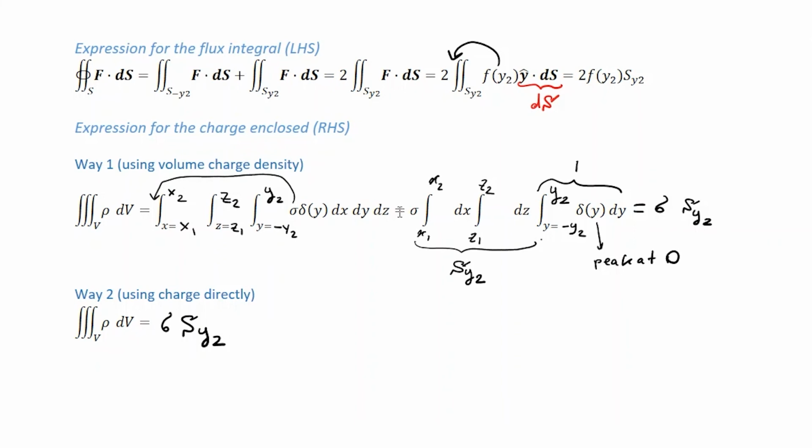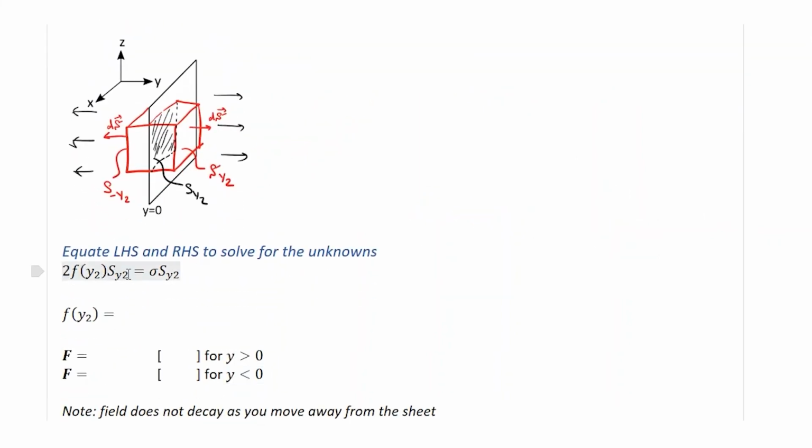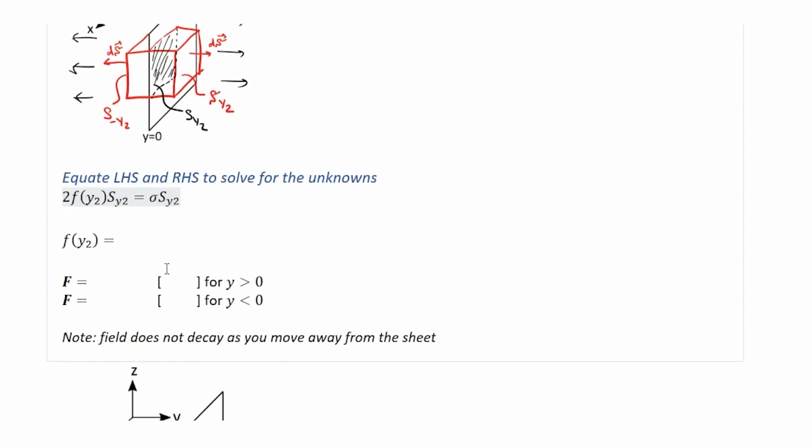Again, let's equate the left-hand sides and the right-hand sides to solve for the field. So here I copied the left-hand side, which was the flux. This was the charge enclosed. This gives us f of y2 equal to sigma. Actually, let me cancel this first. This is equal to sigma over 2. So then on the right-hand side from the sheet, the field is going to be sigma over 2 times y hat. And on the left-hand side, it's negative sigma over 2 y hat. And the units are coulombs per meter squared.